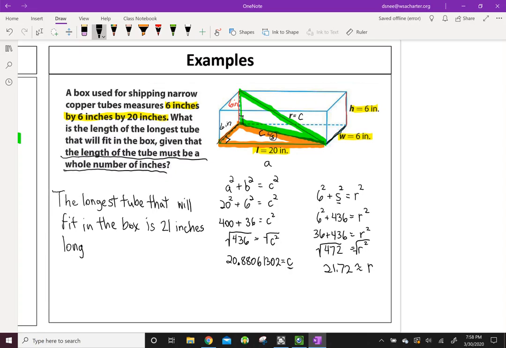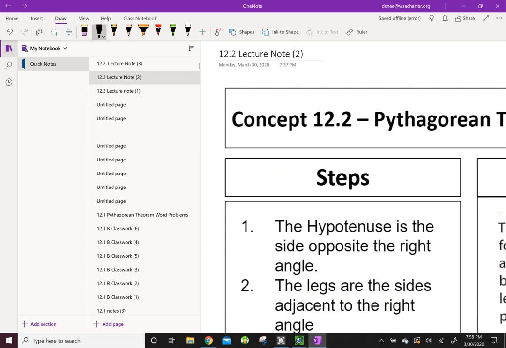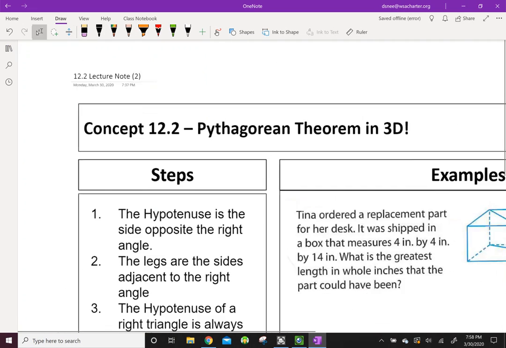And that's our answer. Okay, now I'm going to move on to the next problem. If you need to pause, just pause, get what you need, finish up. I'm going to go to the next page. We're going to look at another example, sort of the same thing.